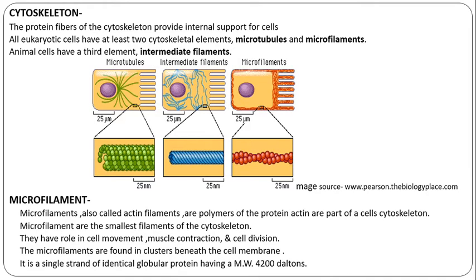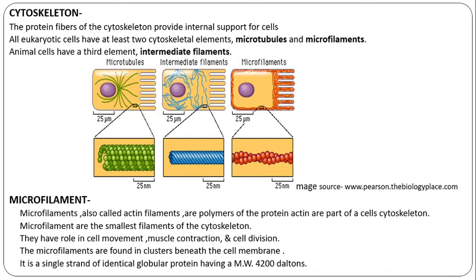First is the microfilament. What is a microfilament? Microfilaments are also called actin filaments. They are polymers of the protein actin and are part of the cell cytoskeleton. The microfilaments are the smallest filaments of the cytoskeleton. They have a role in cell movement, muscle contraction and cell division.